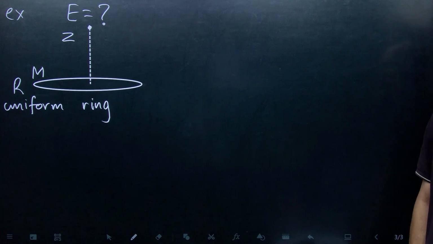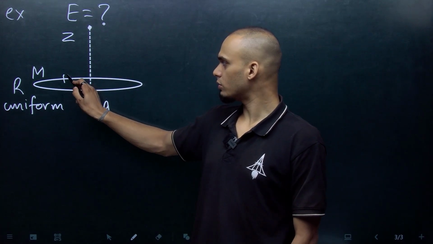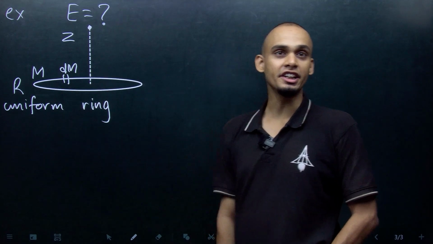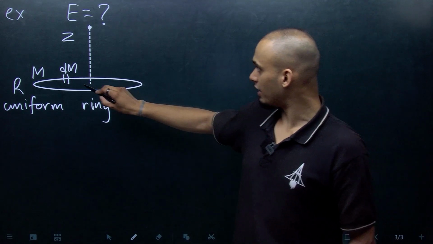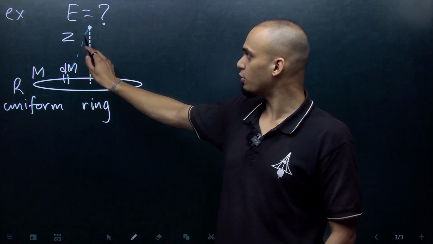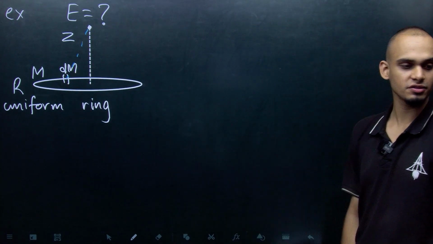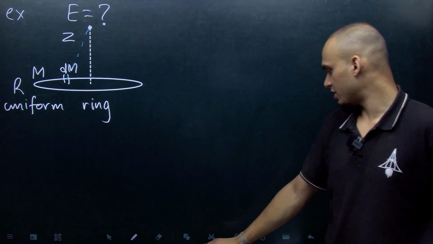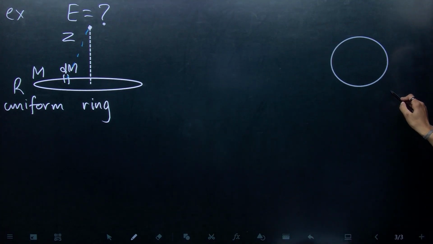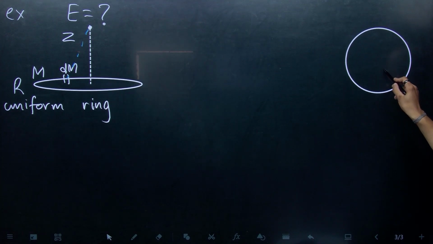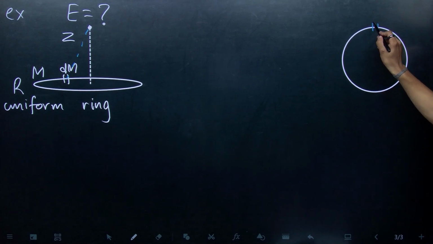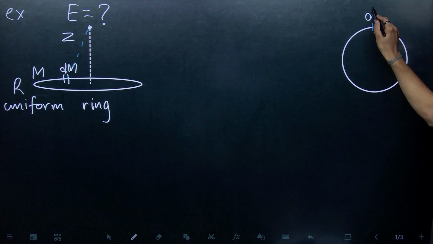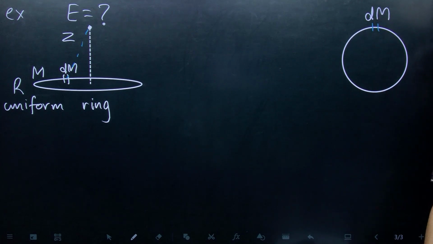Let us see. We know that we need to consider some mass element dm on it, and the gravitational force will be along the line joining these two masses. So the gravitational field should also be along the line joining these masses, right? Let us consider the top view of the ring, as we see from the top. Mass is m, radius is r. And let us consider a mass element dm. We don't require thickness right now.